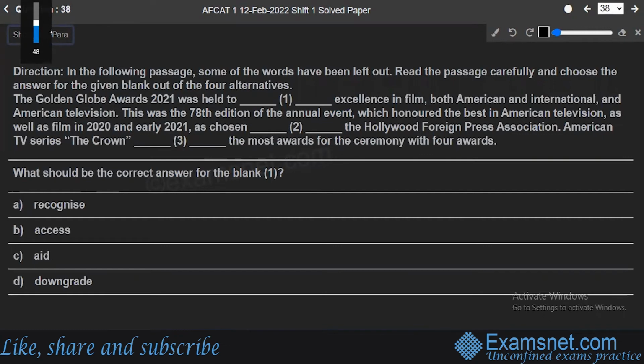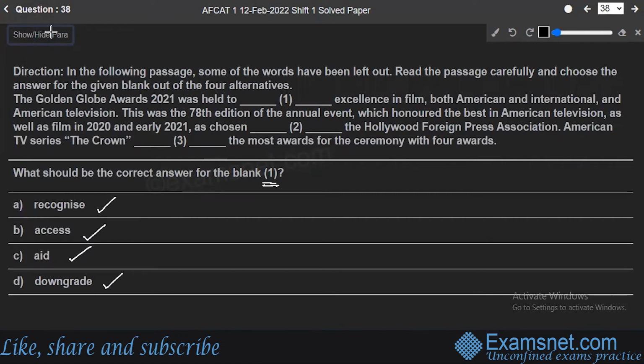So over here, I'll be moving one by one with all the blanks. The very first blank is: The Golden Globe Awards 2021 was held to dash excellence in the film. What should be the correct answer for blank one? It should be recognize excellence in the film, assess excellence in the film, aid excellence in the film, or downgrade excellence in the film.